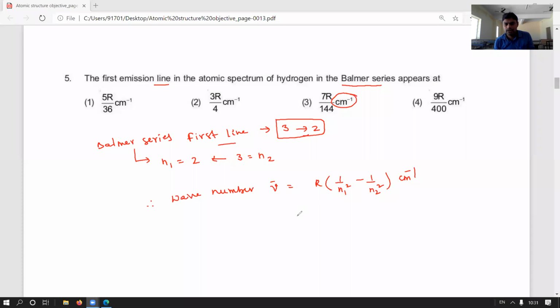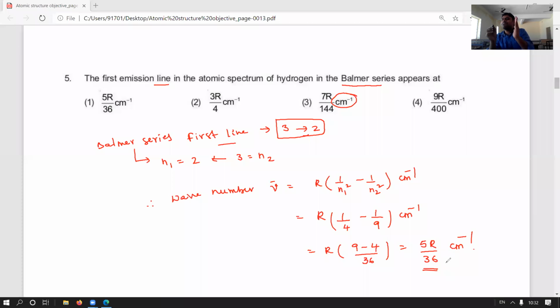Now this n1 value is 2, n2 value is 3, just substitute. In our regular classes I said you can use R or maybe RH according to the options. Here they give capital R only, that's why in the formula I used capital R. 1 by n1 square means 2 square value is 4, minus 1 by n2 square, 3 square value is 9, centimeter inverse. Simplify that, the LCM is 36. Then R into (9 minus 4) by 36, means 5R by 36 centimeter inverse.